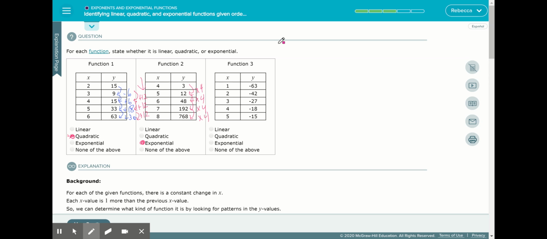Function 3, we want to figure out what we did to go from negative 63 to negative 42. And we added 21. And then from negative 42 to negative 27, we added 15. From negative 27 to negative 18, we added 9. And then from negative 18 to negative 15, we added 3.